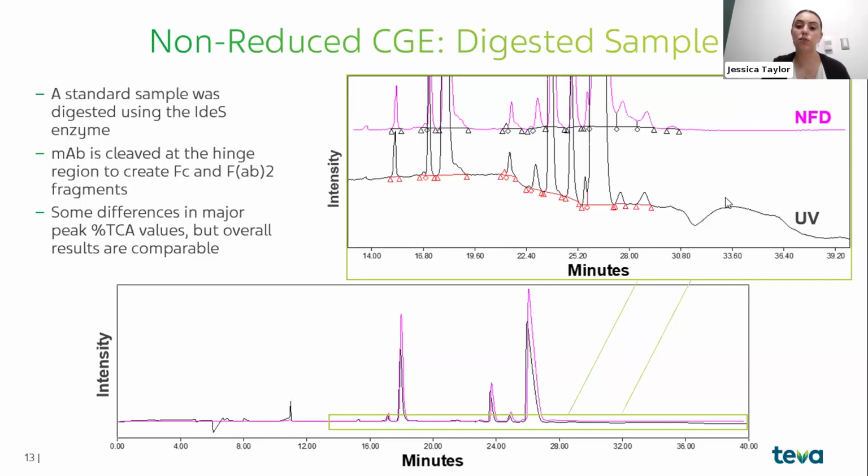And if we look at the zoomed electropherogram in the upper right corner of the screen, you can see that once again, all the peaks you see under the UV conditions, you can also see using the native fluorescence detector. And actually, in this case, with the native fluorescence detector, we could see an additional fragment peak at about 30 minutes that we were unable to detect using the UV detector because of the baseline noise in that region.